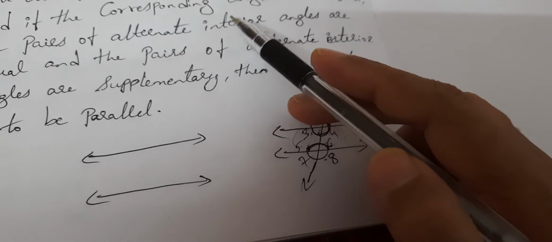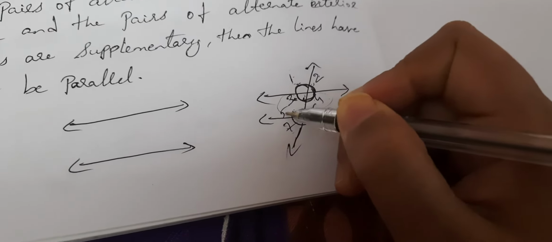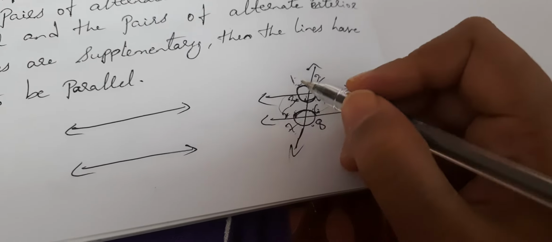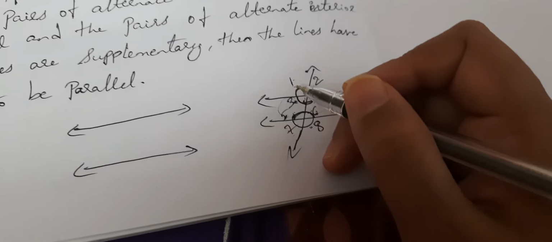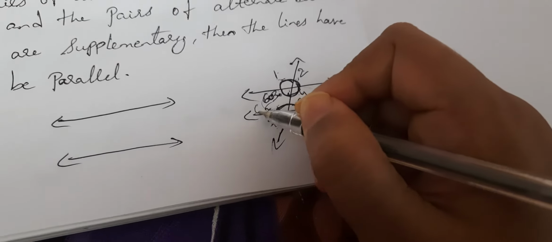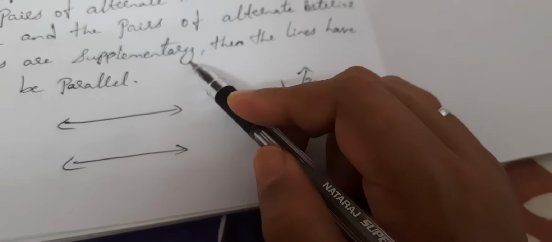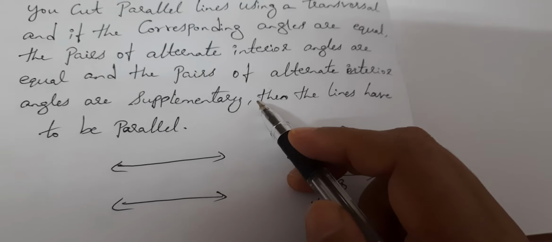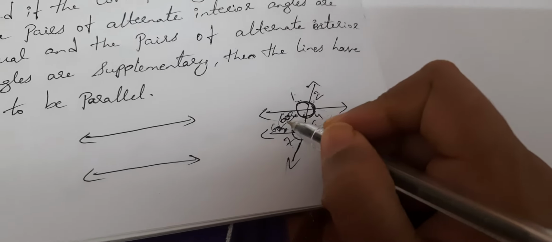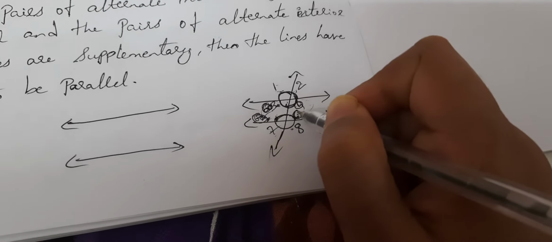Now here they are telling about the pairs of alternate interior angles. Alternate interior means one is this, one is that: angle 3 and angle 5, angle 4 and angle 6. Suppose this is 60, then this also will be 60. Now they are telling that the pairs of interior angles are supplementary. Supplementary means the sum should be 180 degrees. Then the lines have to be parallel. Here you have 60, here you have 60, and again here you have 60, here you have 60.